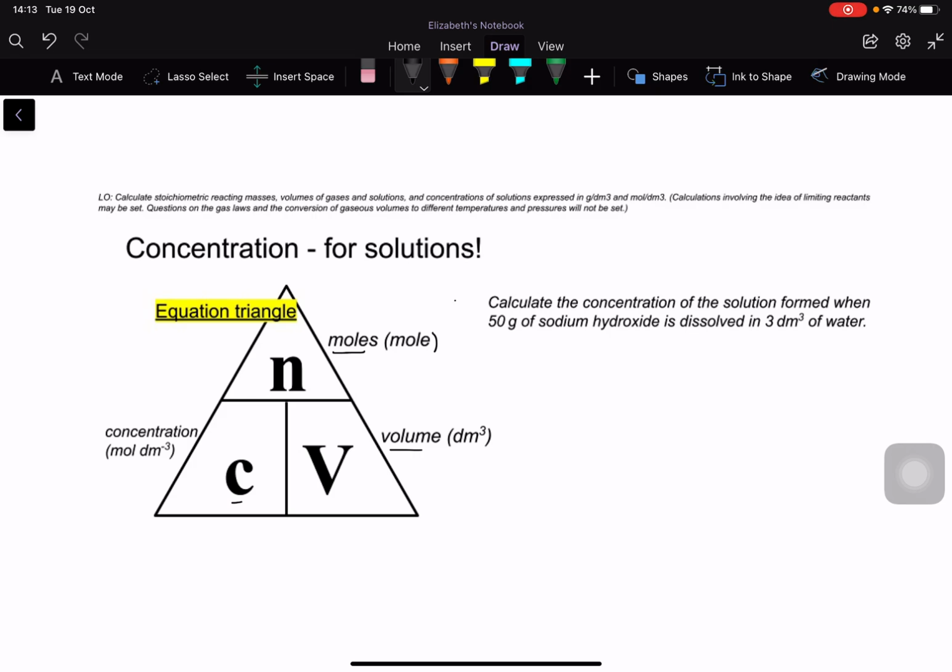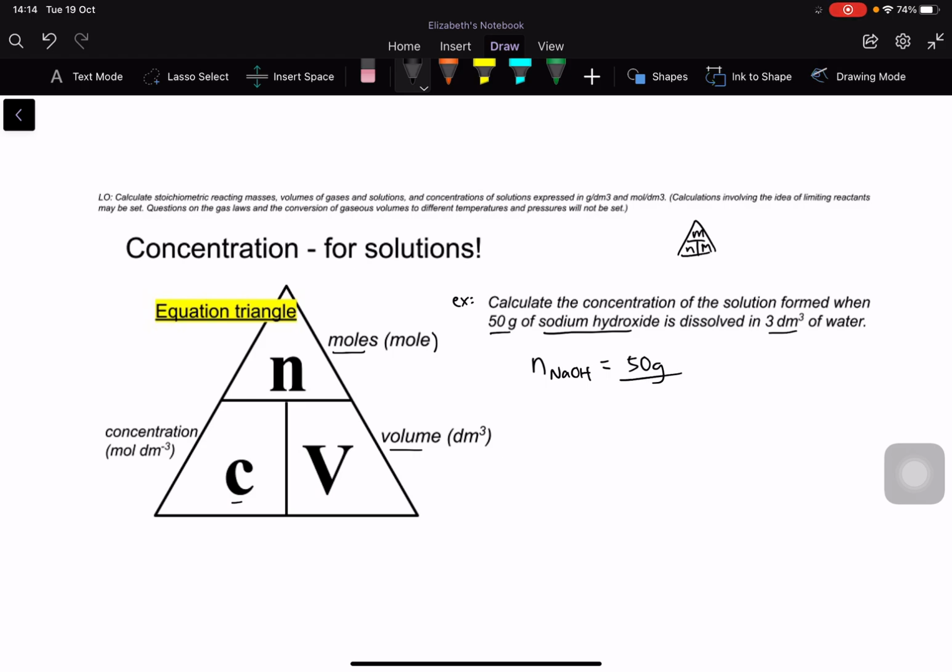Here's an example. It's a little bit trickier because they're giving you the grams of sodium hydroxide and the decimeters cubed of water. So before we can actually use this equation triangle, we have to use the equation triangle from the previous video, where we know that moles is equal to mass divided by molar mass. And so if I want to find the moles of sodium hydroxide, I would have to take my mass and divide it by the molar mass of sodium hydroxide.